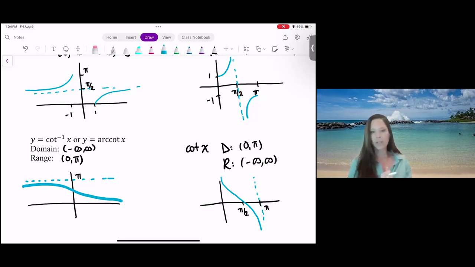Those are the 6 inverse trigonometric functions. I hope that seeing where the domain existed in order to make it a one-to-one function was helpful. Seeing how the domains and the range switched and what their graphs look like was beneficial.